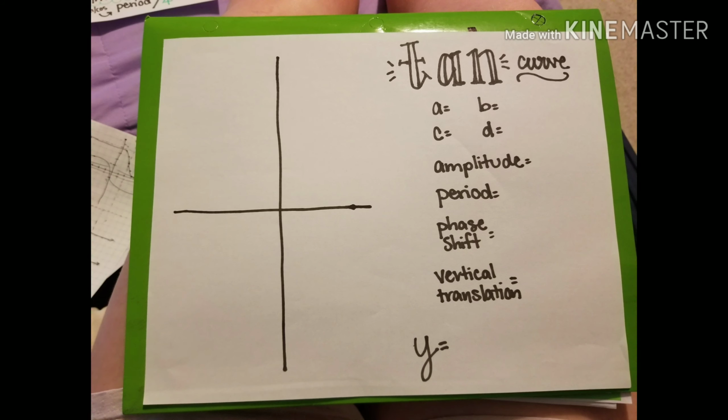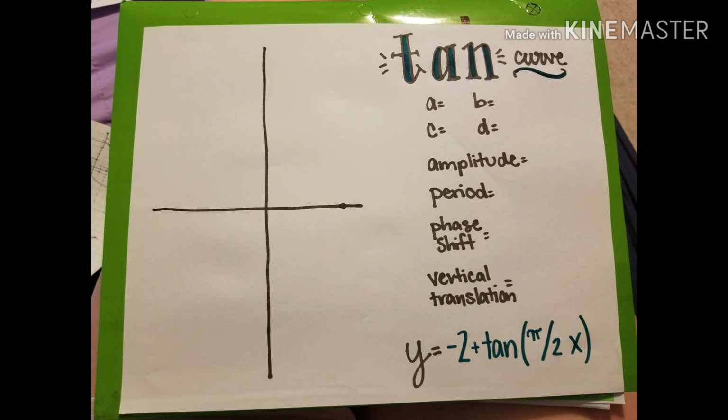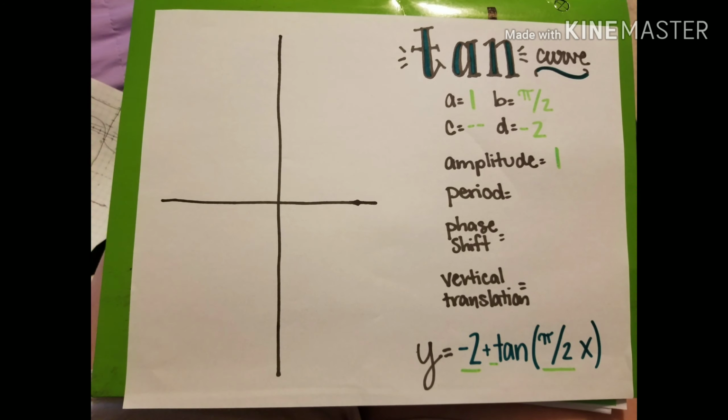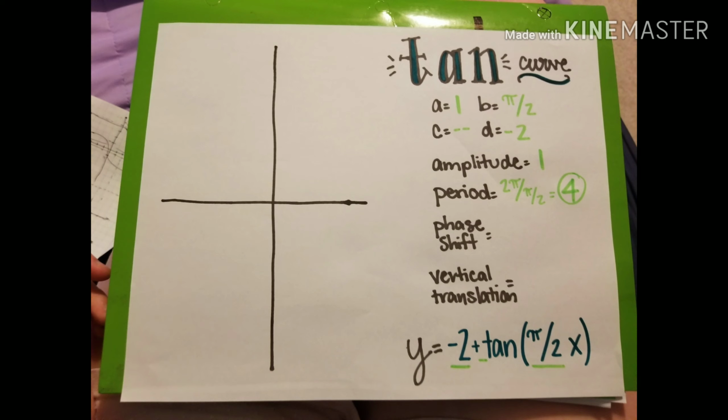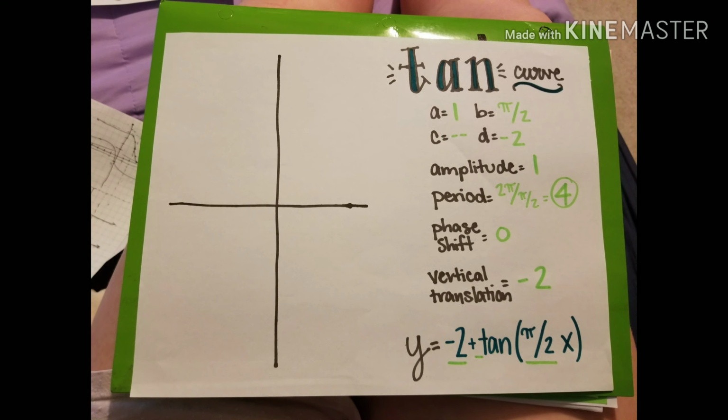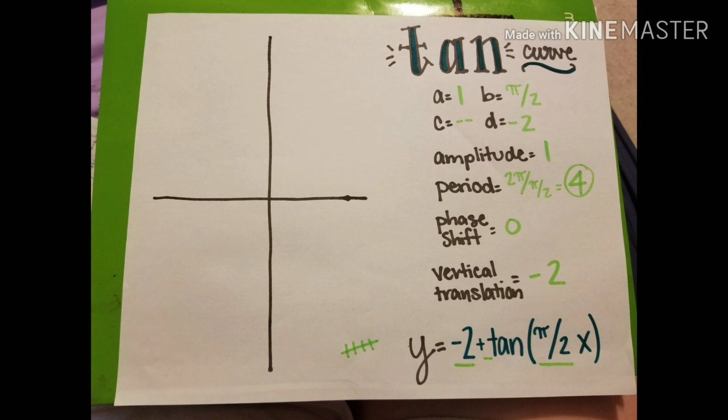Alright, now tangent curves look kind of scary, but they're not scary if you know what you're doing. You know the drill, A, B, C, D values. We don't have an A value, but that just means our amplitude is 1. We do our period, which is 2 pi over B, which gives us 4. And our phase shift is 0 because we don't have a C value. The vertical translation is -2 because our D value is -2. So the graph will shift down 2 units.